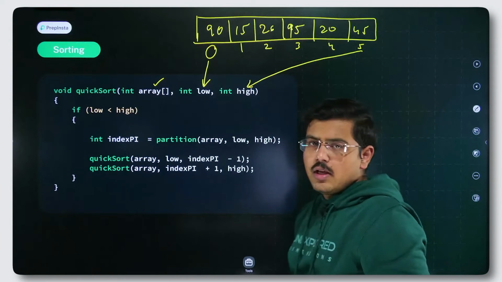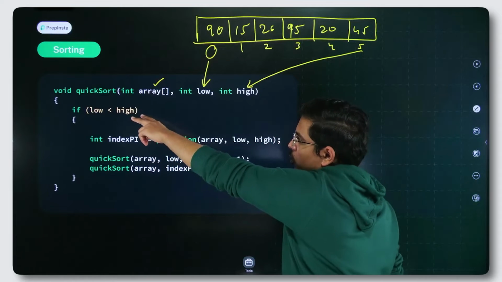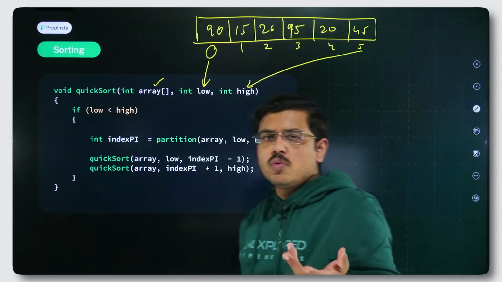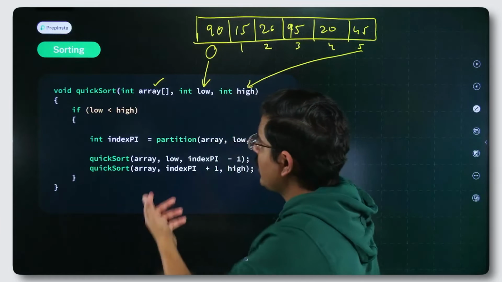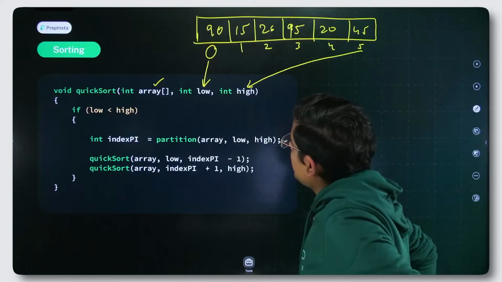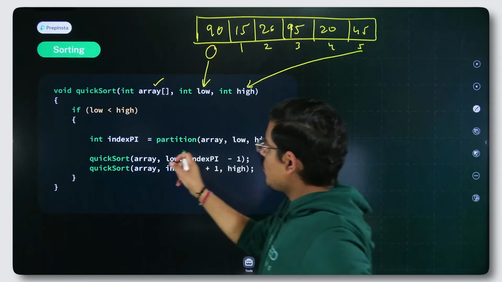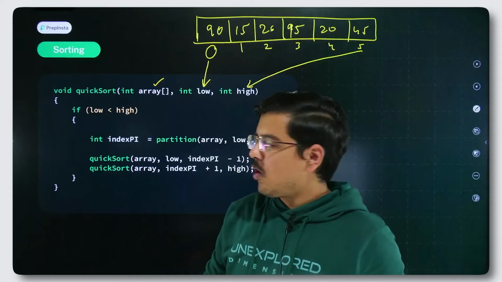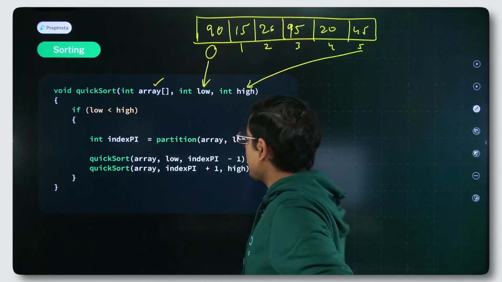than high, which is 0 is lesser than 5, because if this condition is not true, then we are already ahead of the array, which is of no use or which makes no sense to us. So that's why we check this condition. After checking the base condition, we create a variable index pi, or pivot index. This is basically for that.